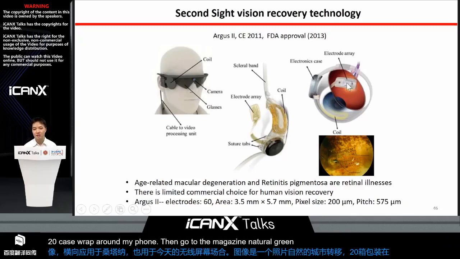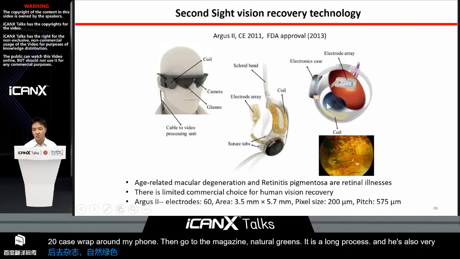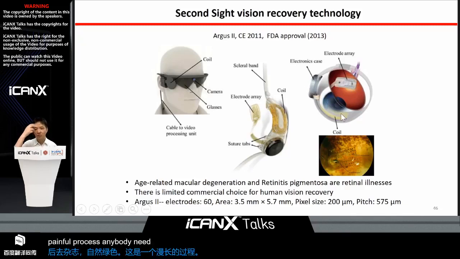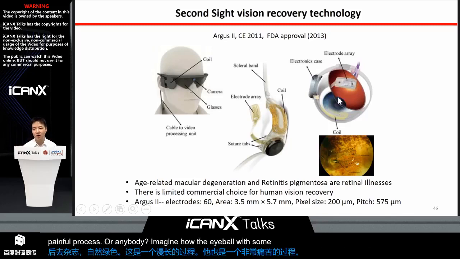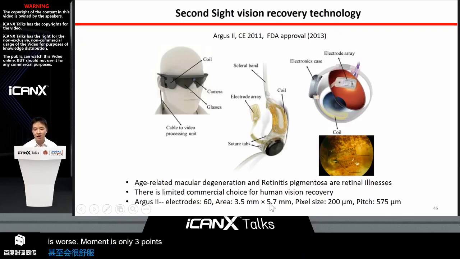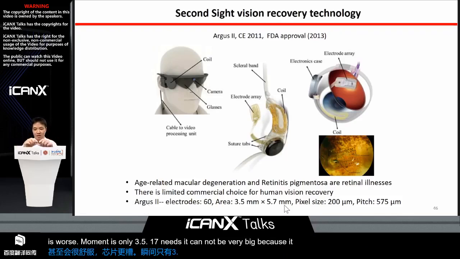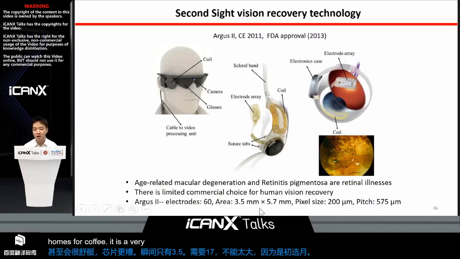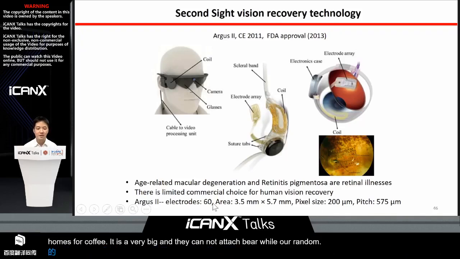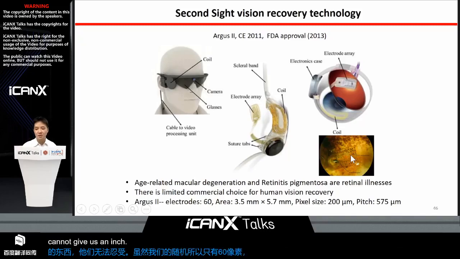So it is a long process, and it's also a very painful process for anybody to wear. Imagine you have to wrap something around the eyeball. It won't be very comfortable. And the chip is very small, only 3.5 by 5.7 millimeter. It cannot be very big because it's a planar device, and our human retina is hemispherical. If it's very big, it cannot attach very well to our retina. So it only has 60 pixels. 60 pixels cannot give us any image. It can only tell us whether there's an object in front of us or not.